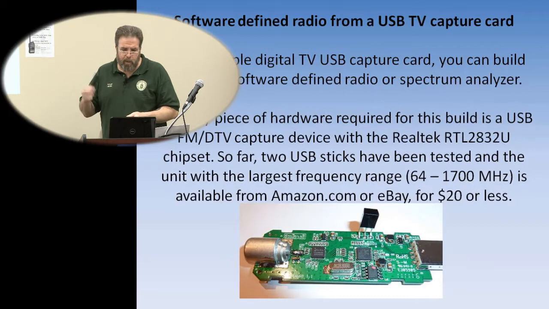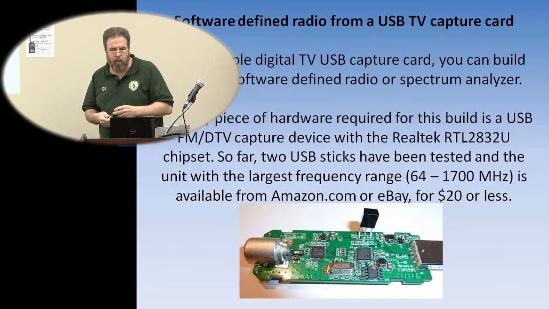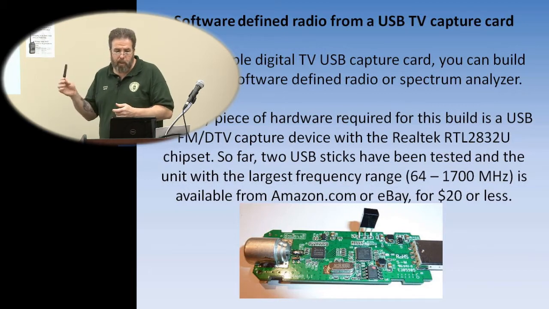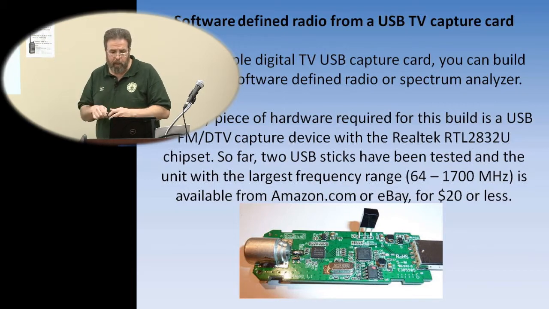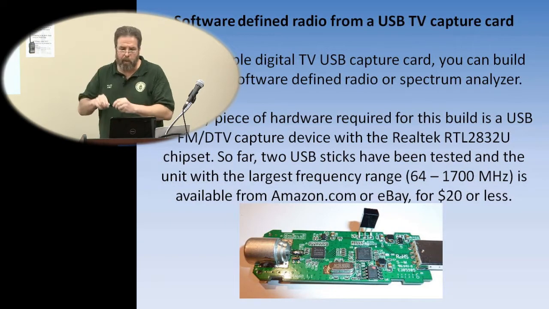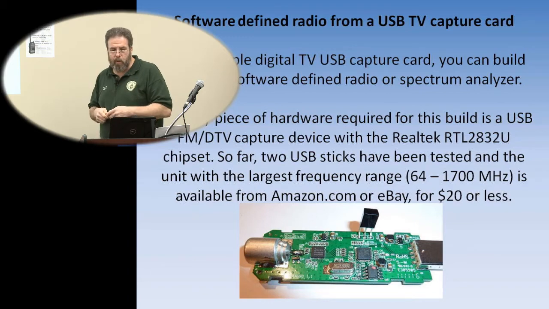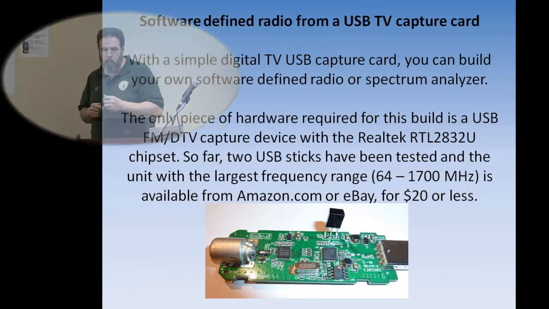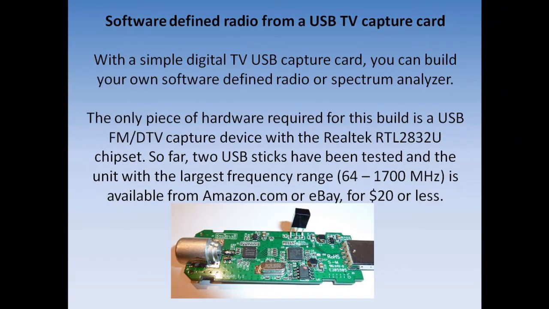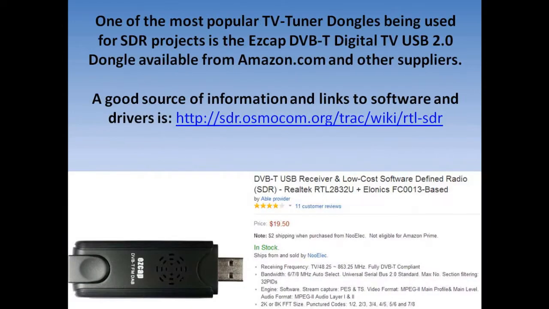Okay, and again, I mentioned the USB TV capture cards. They can actually act as a spectrum analyzer if you have the right software running with it. And this is the only piece of hardware required, and an adapter to plug in for your antenna. At the time when I was doing this, only 2 sticks had been tested, and the largest frequency range was 64 megahertz to 1.7 gigahertz. Now they're expanded quite a bit, like I said, 10 kilohertz to 2.4 gigahertz, at least they claim.